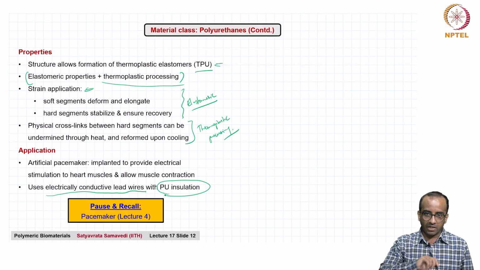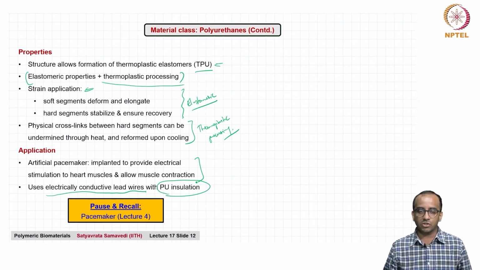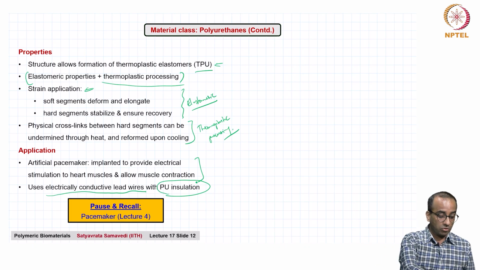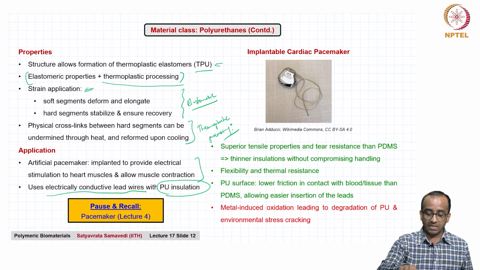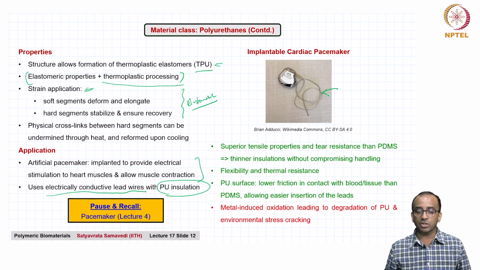wires that are used in cardiac pacemakers, which we have seen in lecture 4 are essentially artificial pacemakers implanted in patients for whom the normal sinus node has started to behave erratically, which means the electrical impulses are not supplied properly. So, the artificial pacemaker takes over its job and helps the heart fire electrical impulses correctly. So, shown here is a photo of an implantable cardiac pacemaker, where the wire is surrounded with an insulation which is largely polyurethane plus silicone.